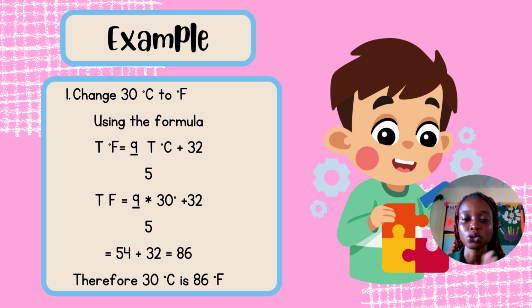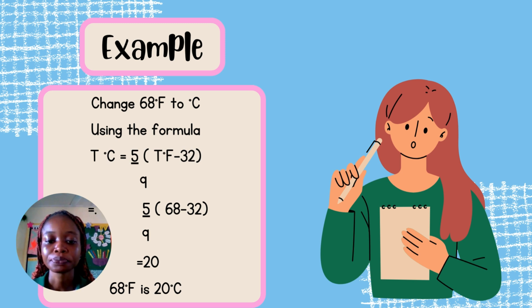We are changing 30 degrees, so we're going to have 9 over 5 times 30 plus 32. 9 over 5 of 30 will give us 54. Then we add our 32 degrees, which is 86. This therefore tells us that 30 degrees on the Celsius scale is actually 86 degrees on the Fahrenheit scale. Can we see how we've converted from the Celsius scale to the Fahrenheit scale? We can also do it from the Fahrenheit scale to the Celsius scale, which we're going to be seeing in the next slide.